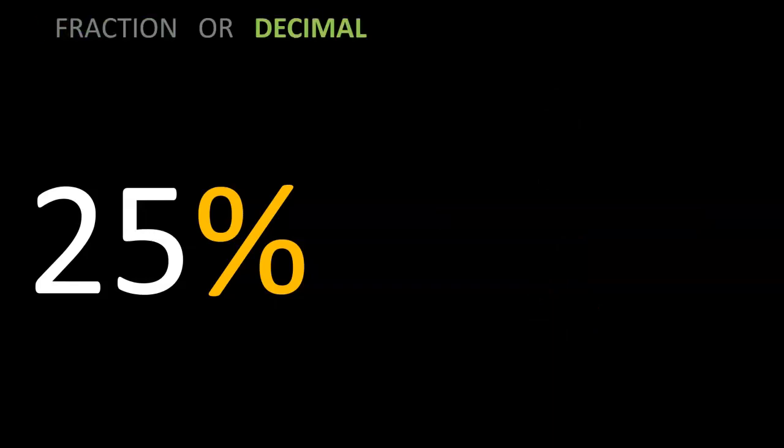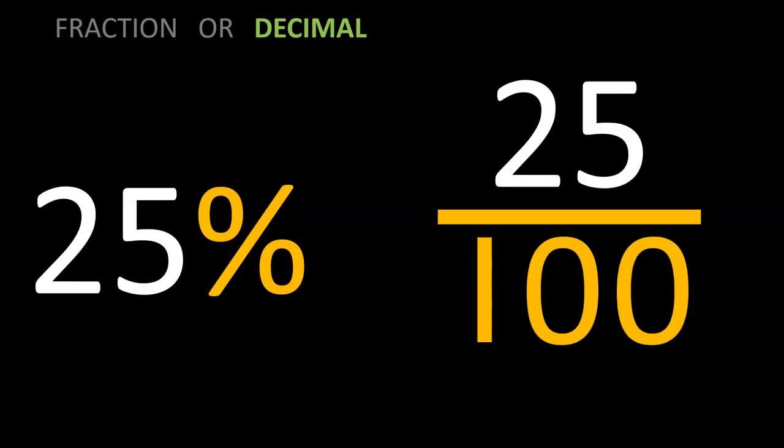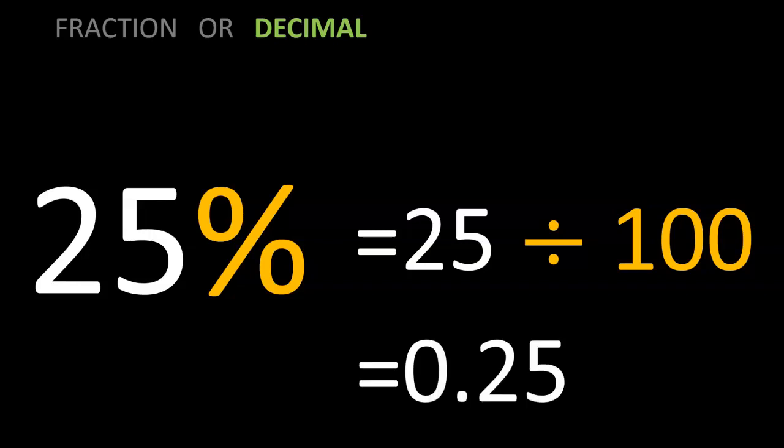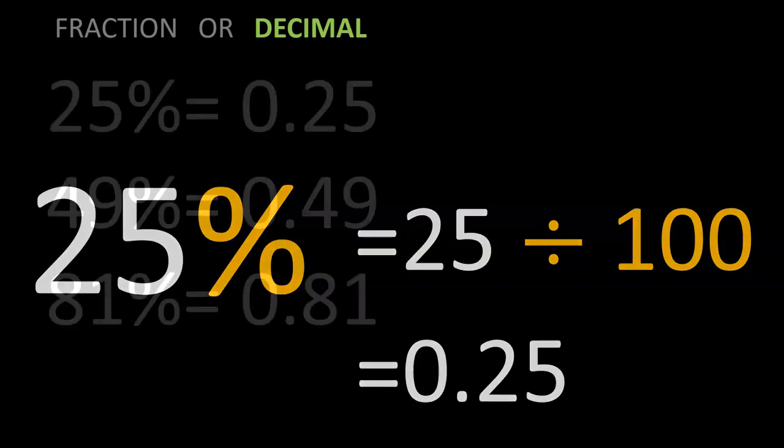Now let's try expressing it as a decimal. 25 over 100 means the same thing as 25 divided by 100. And if you work that out on your calculator, you get 0.25, which is 25% as a decimal.